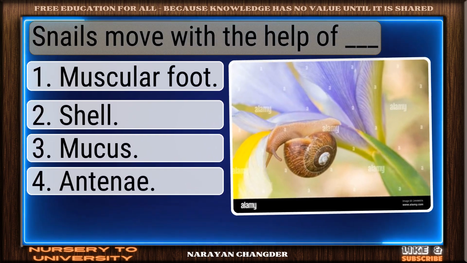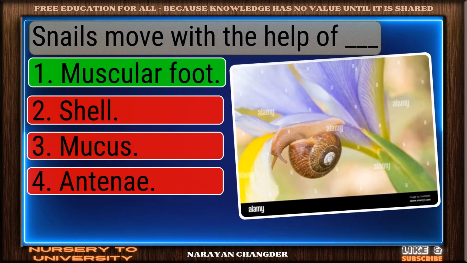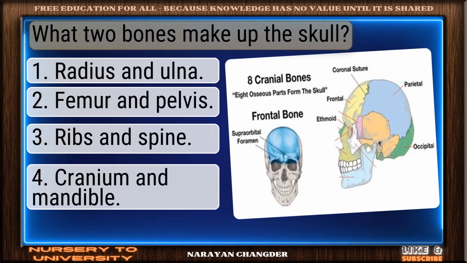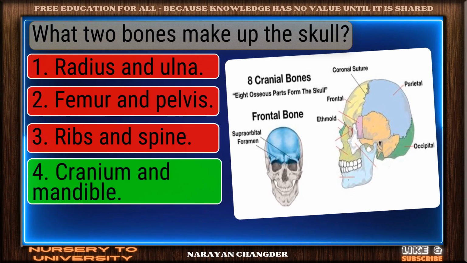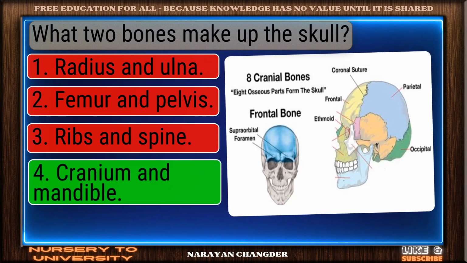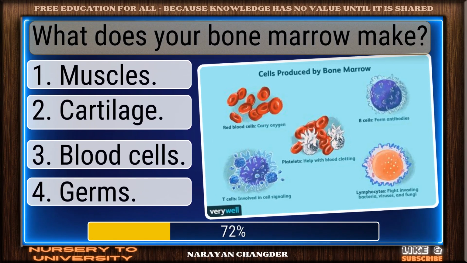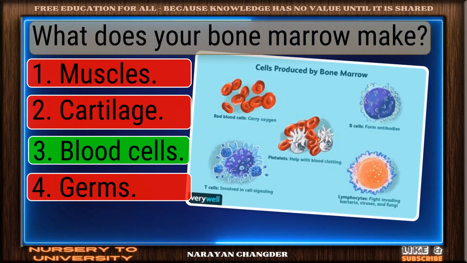Snails move with the help of dash. Valid point. Muscular foot is true. What two bones make up the skull? Well picked. Cranium and mandible is the correct answer. What does your bone marrow make? Good job. Your answer blood cells works well here.